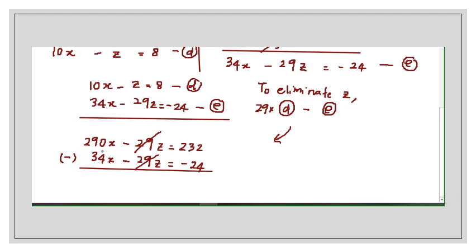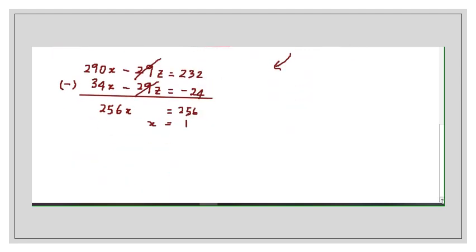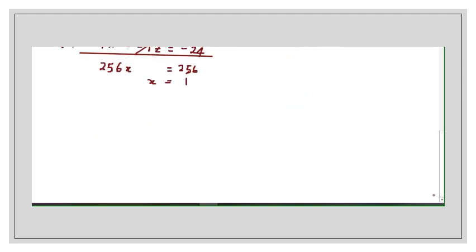290x minus 34x, we get 256x equal to 232 minus negative 24, we get 256. So that x equal to 1. Finish, your value of x.